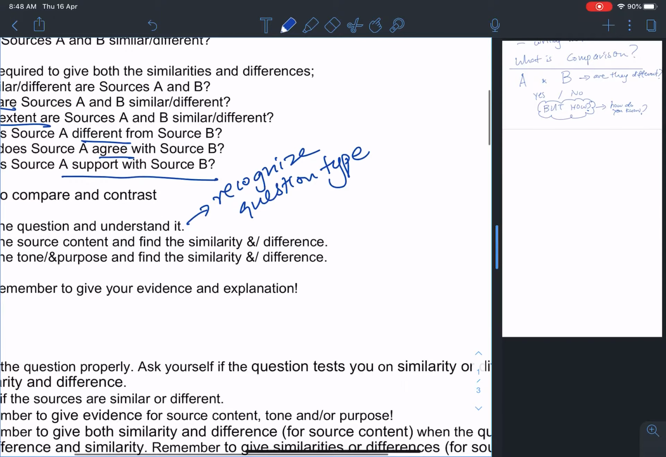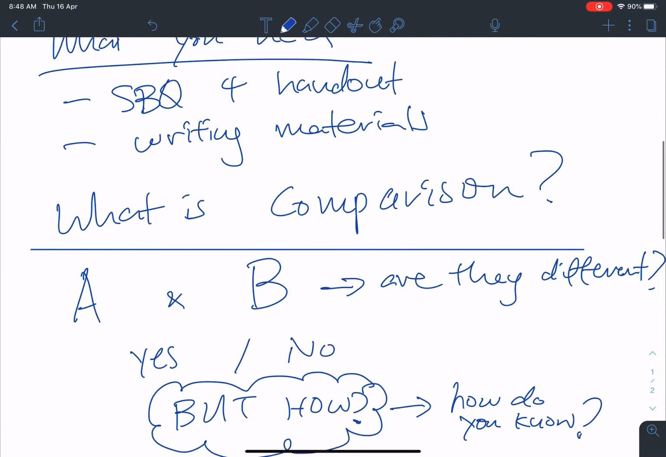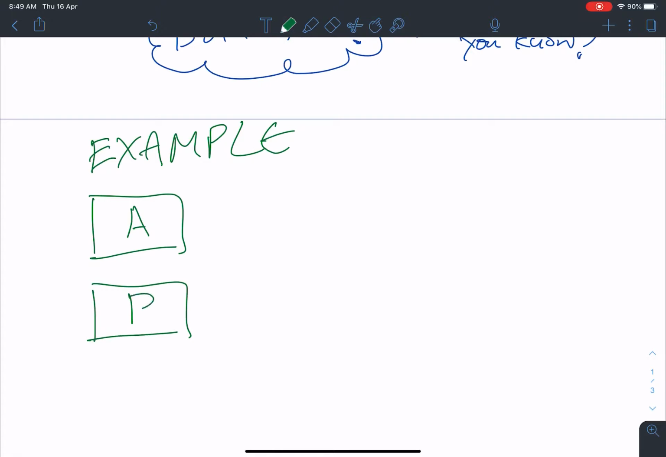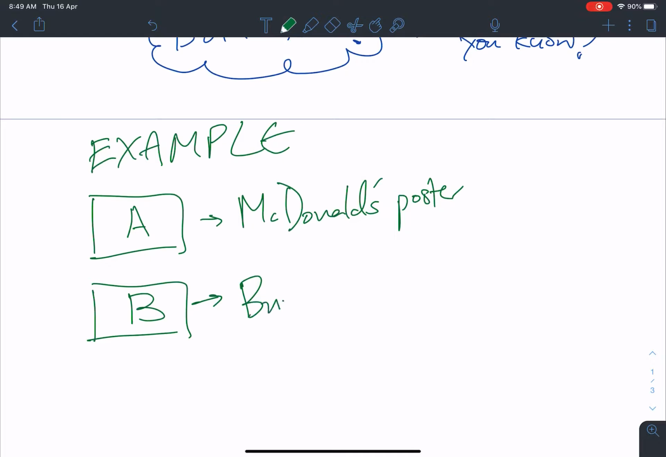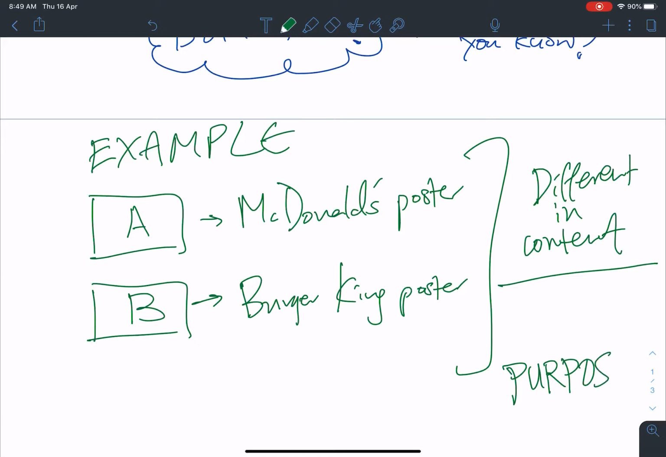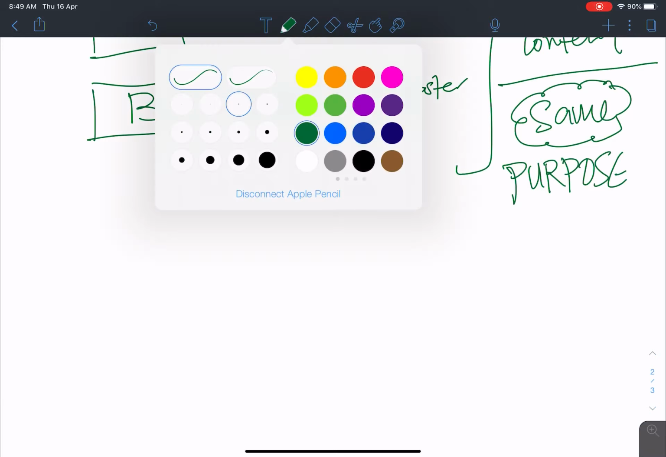Let me just give you an explanation, an example. I have A and I have B. A is a McDonald's poster and B is a Burger King poster. Now obviously they are going to be different in content. McDonald's is going to say Burger King is not as good, and Burger King is going to say McDonald's is not as good. But in terms of purpose, actually they have the same purpose, which is advertisement, to make you buy whatever they are selling. Okay, so let's go on. This is how I would do a comparison question.